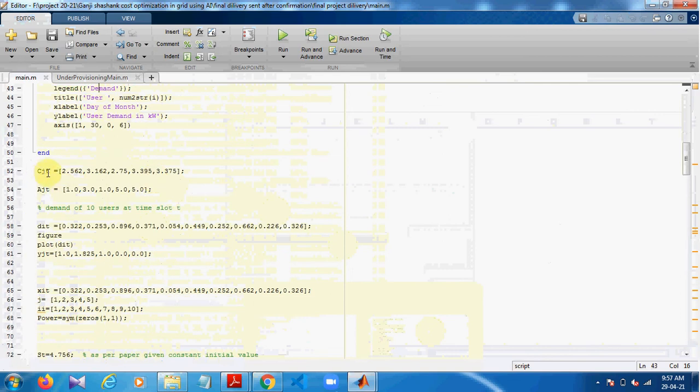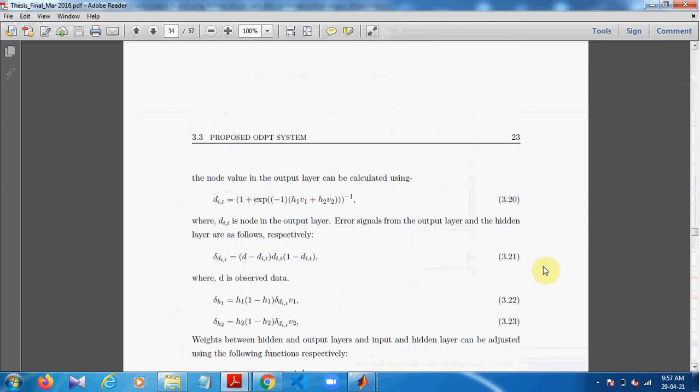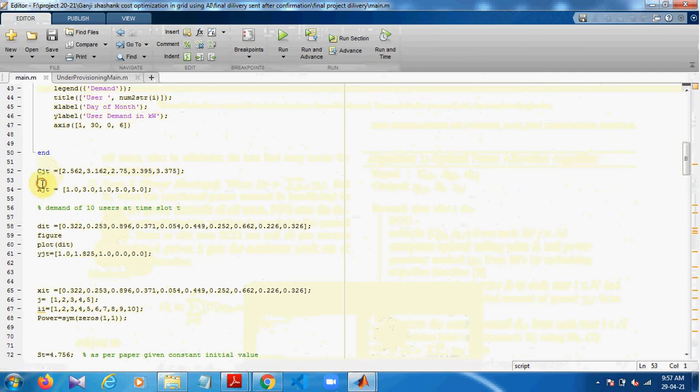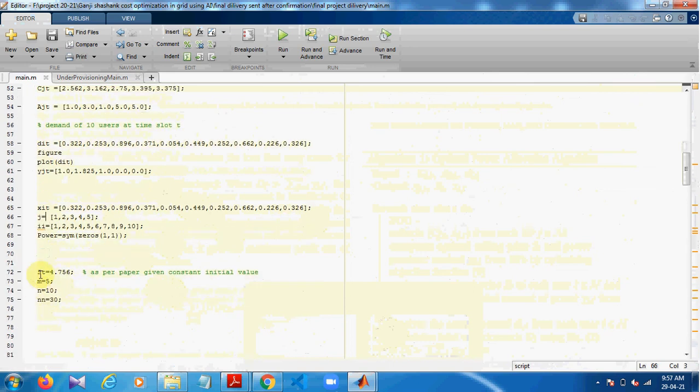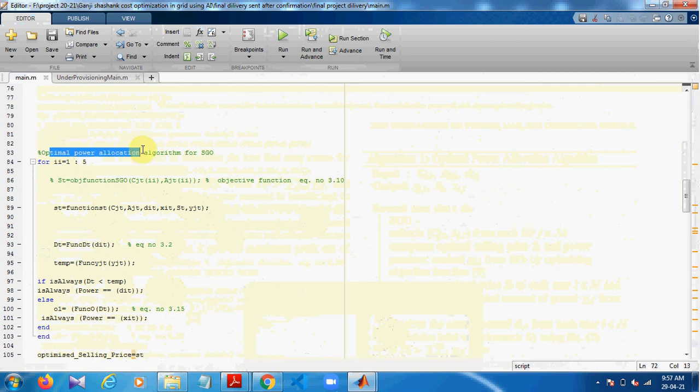Again, as per the over provision, we have to take three inputs, that is CJT, AJT, and DIT. So these parameters were given: CJT, AJT, and DIT. We have taken all the values from the paper as it is, like what values are mentioned in the paper. Again, we have described YJT, XIT, then the initial selling price, that is 4.756, which I had highlighted earlier. And based on that, our system will execute the optimal power allocation algorithm.